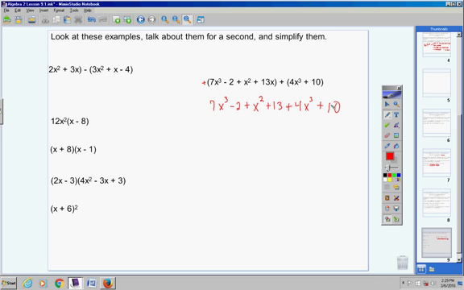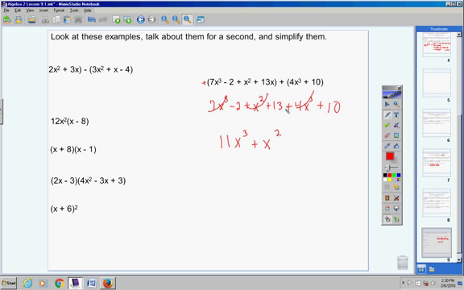Now, let's simplify this. Look for your highest exponent, 3. There are two of those. Positive 7, positive 4. That's positive 11. Find your next highest exponent, squared. There's no more of these up here, so bring that one down. Next, look for your x terms. There are none. Oh, there is one right here.